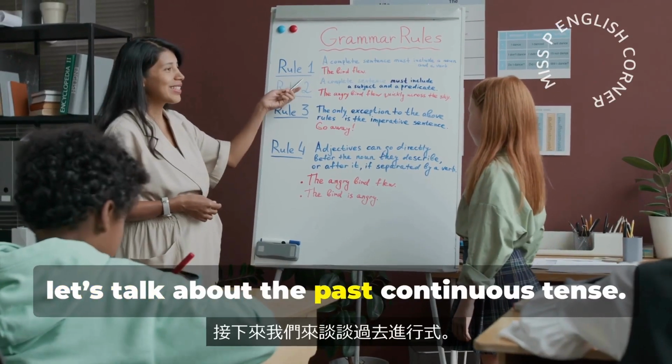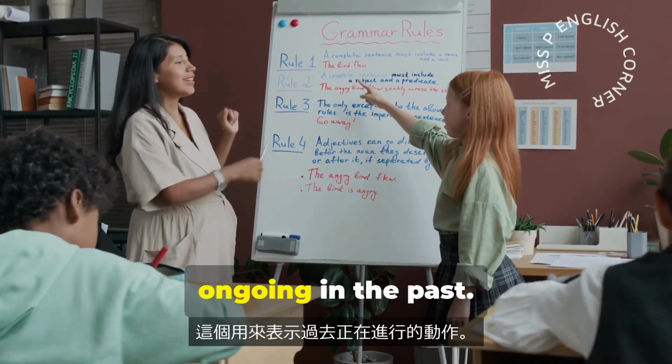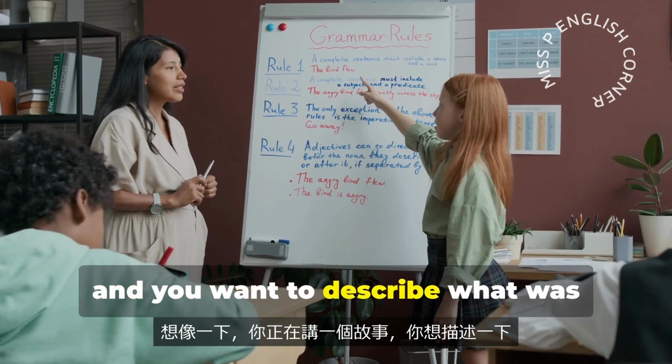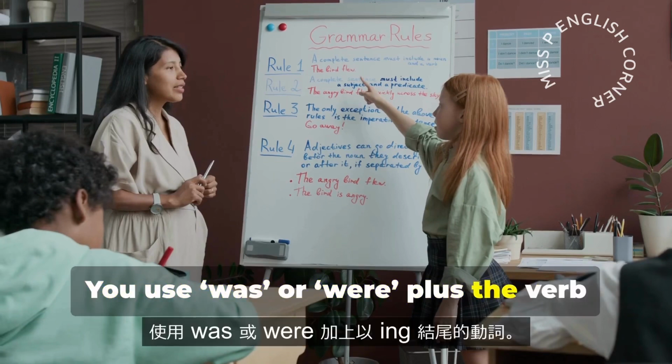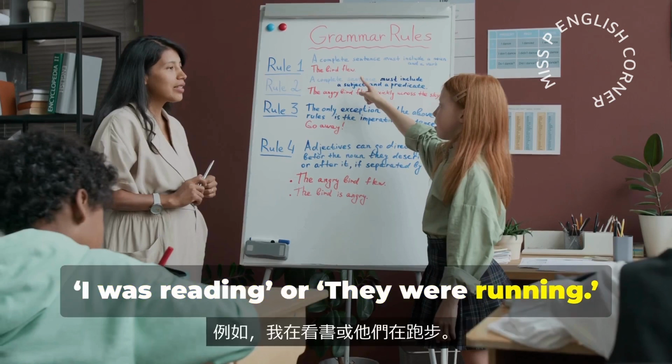Next, let's talk about the past continuous tense. This one is used for actions that were ongoing in the past. Imagine you're telling a story, and you want to describe what was happening at a specific moment. You use was or were, plus the verb ending in -ing. For example, I was reading, or they were running.